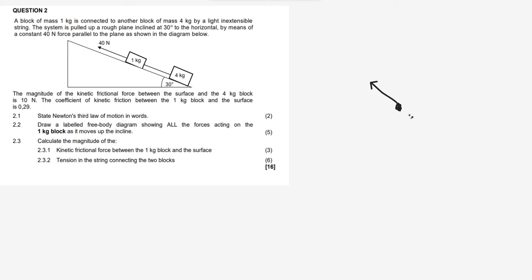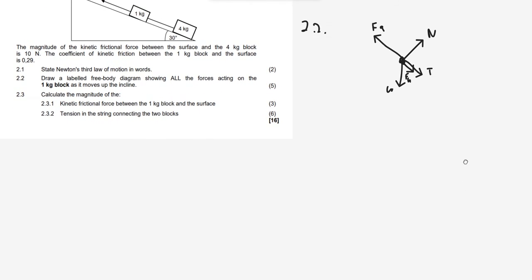The force applied and our weight, and this is our normal force, and we have frictional force and the tension. So here it's force applied, normal force is perpendicular to the surface, and this is the weight pulling the object down, and here is our frictional force, and this is our tension. This is our free body diagram for the 1 kg block. This is our 2.2.